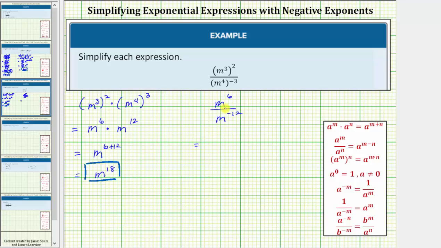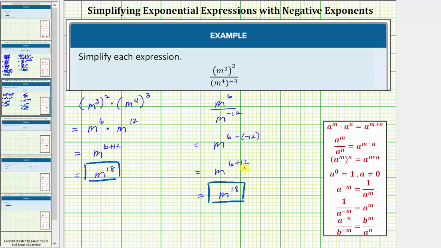And now we have a quotient, and the bases are the same, and therefore we apply the quotient property of exponents shown here, where if we're dividing and the bases are the same, we subtract the exponents. So m to the sixth divided by m to the -12th is equal to m raised to the power of 6 minus -12. Well, subtracting -12 is the same as adding 12. So we have m raised to the power of 6 plus 12, which of course also gives us m to the 18th.